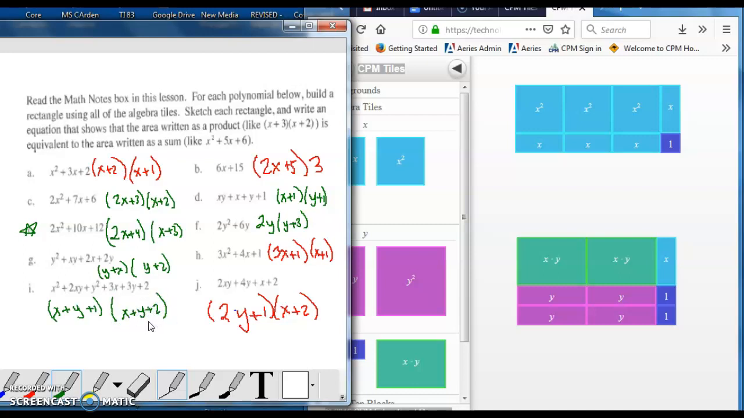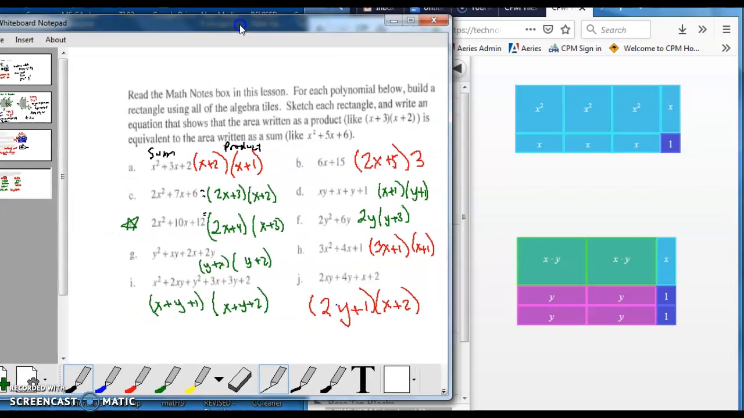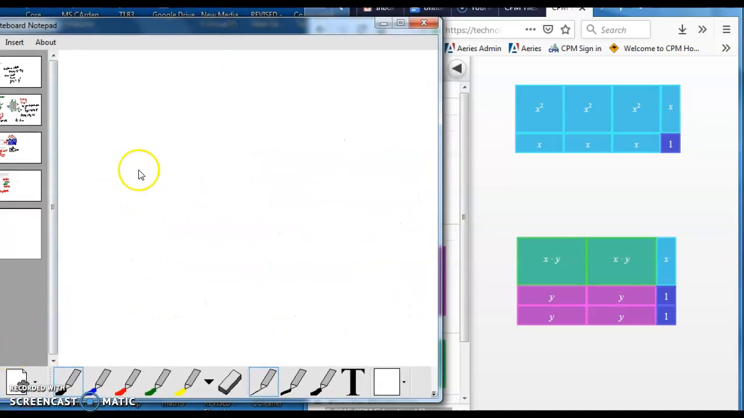So again, if you want to try a few more, I want to make sure that you guys say that these two are equal to this. This is equal to this. So we want to make sure that we use kind of an equal sign. Again, all of these were the sum. And then this is the product. So we want to make sure, bring this back in. What we want to make sure is that we can say the area of the sum is always going to equal the area of the product.